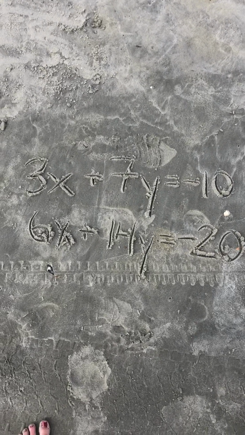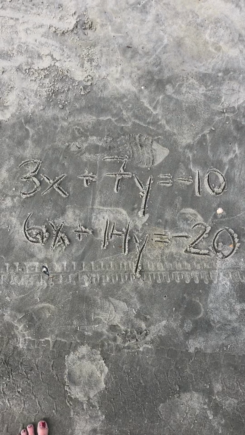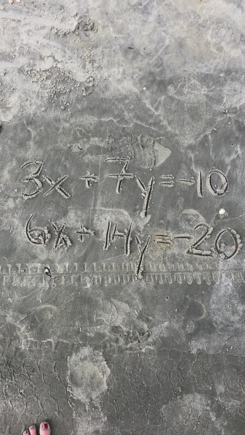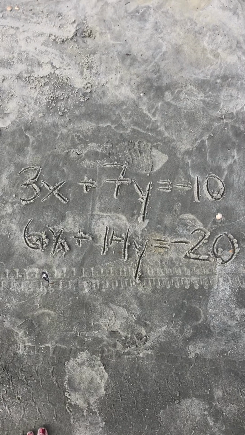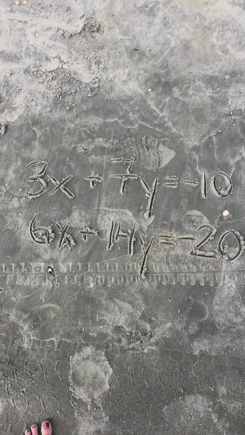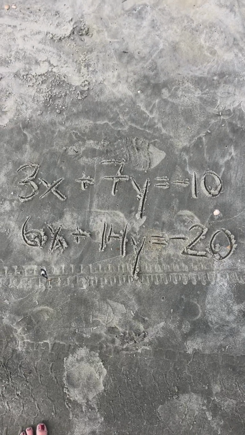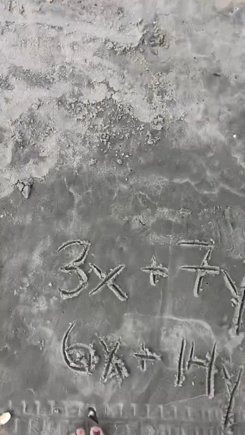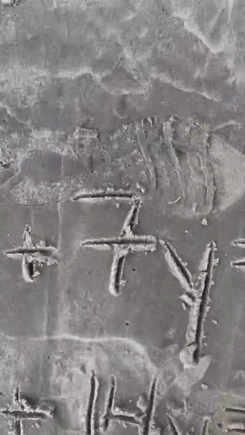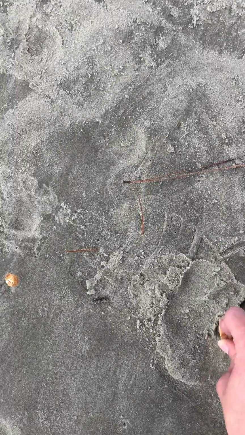Linear combinations is basically when one equation is an exact multiple of the other. If you take a look at this top equation, 3x plus 7y equals negative 10, and multiply all the pieces in that equation by 2, it gives me the second equation, 6x plus 14y equals negative 20. Seems like a completely illegal thing to do, but it is totally okay to put parentheses around this and multiply the whole thing by 2.